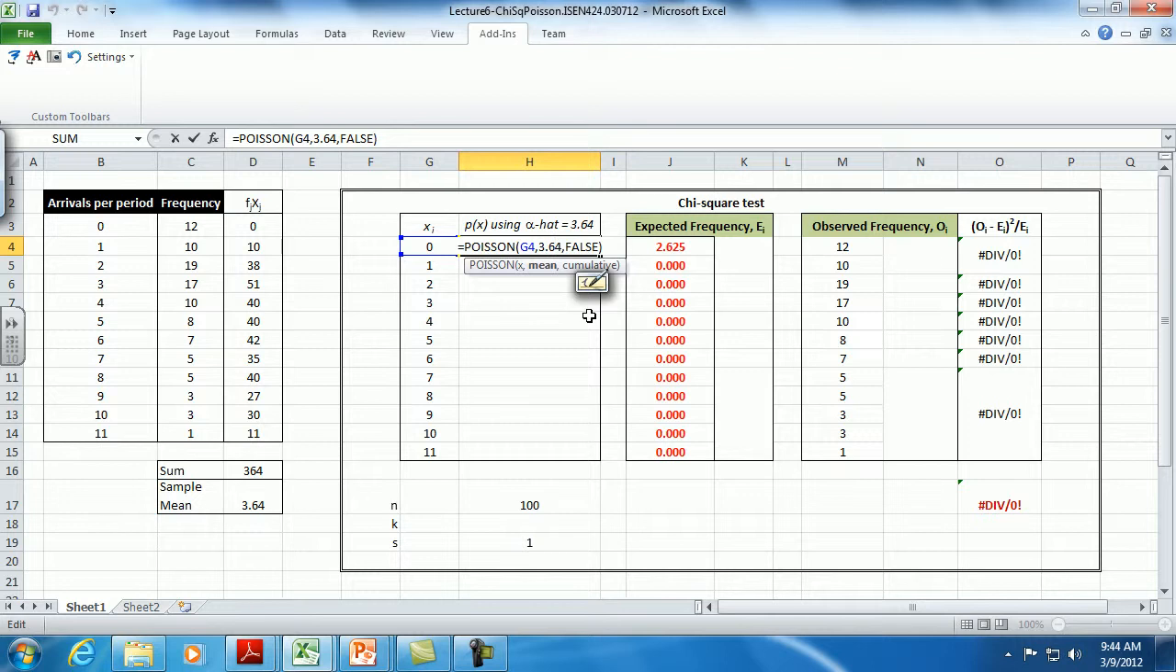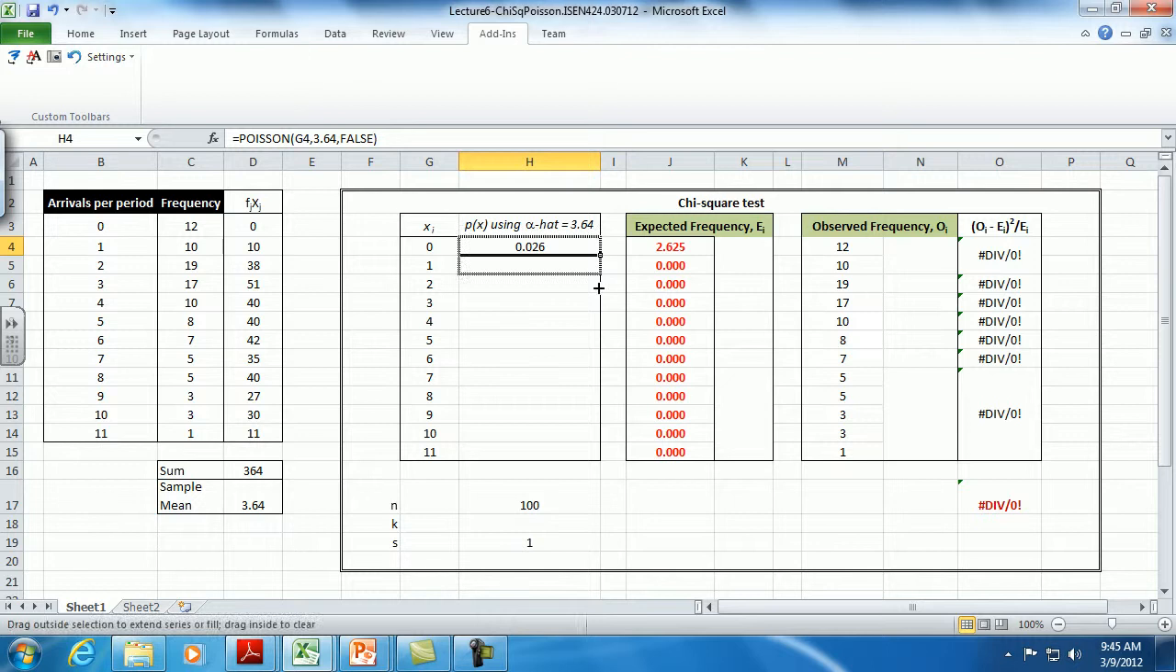Okay, so we're computing the probability of having 0 arrivals for the Poisson distribution. We need the parameter, which is the sample mean in this case, and we need the value of the random variable. So for the first case it is 0. So that probability of having 0 arrivals, based on the Poisson, equals 0.026.